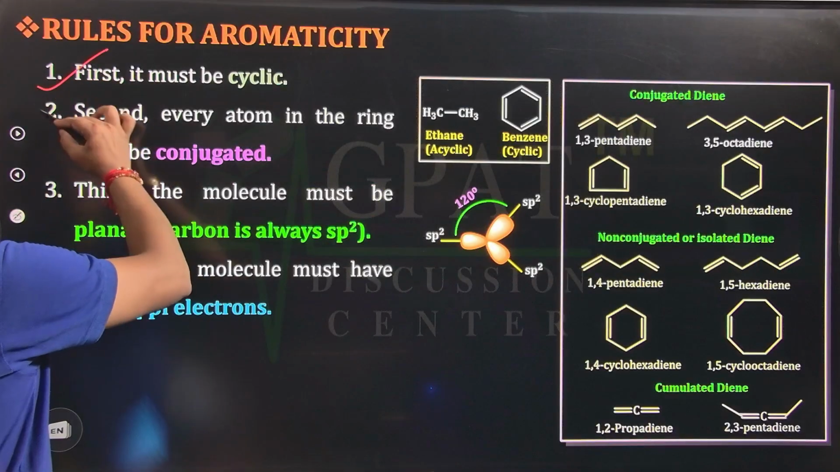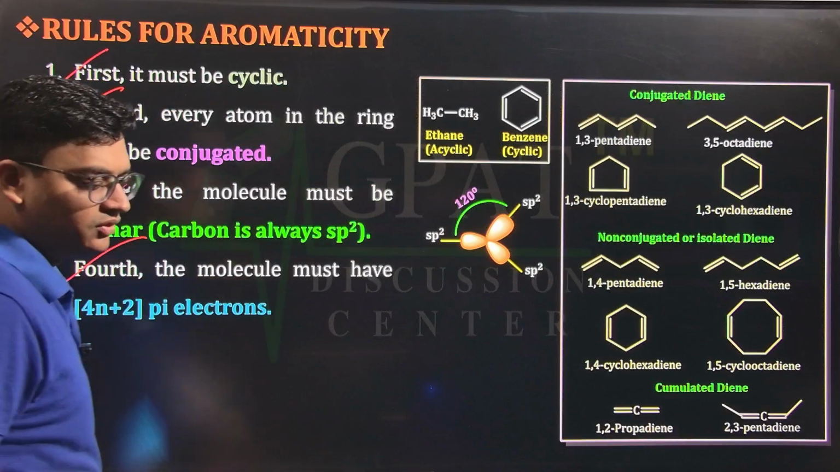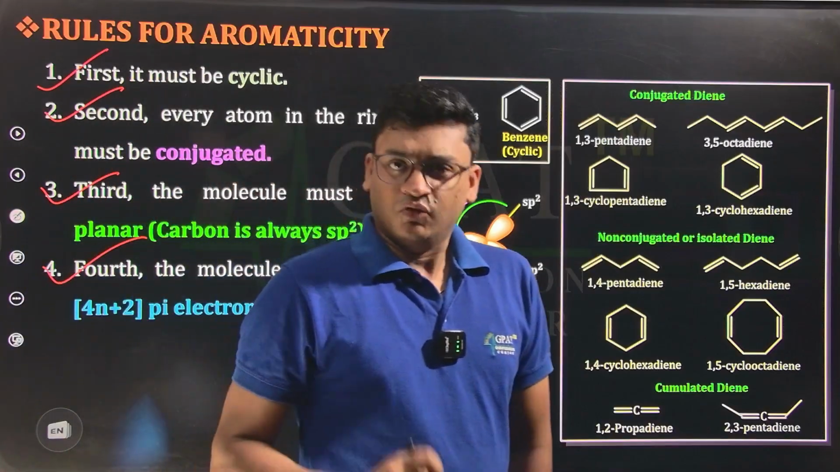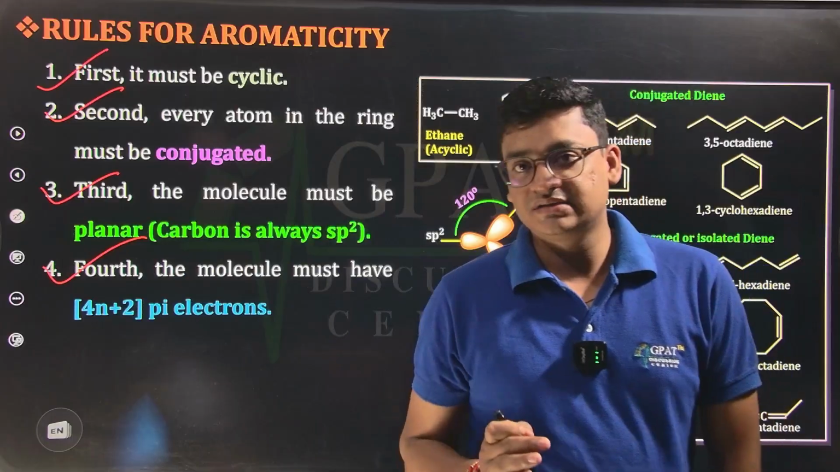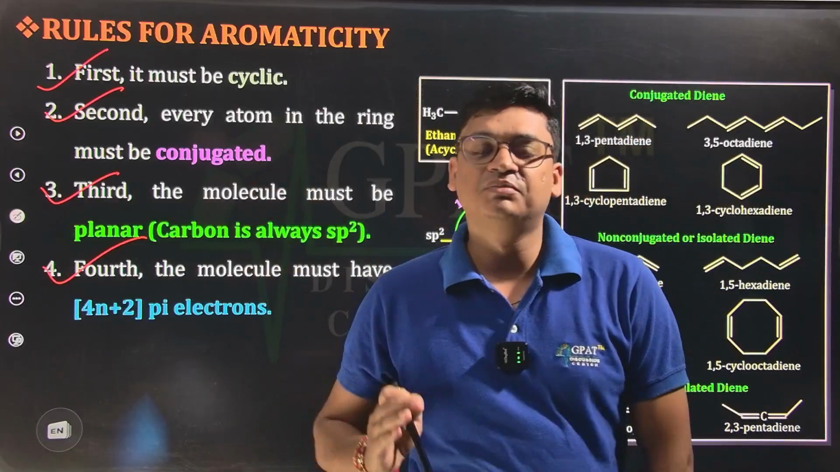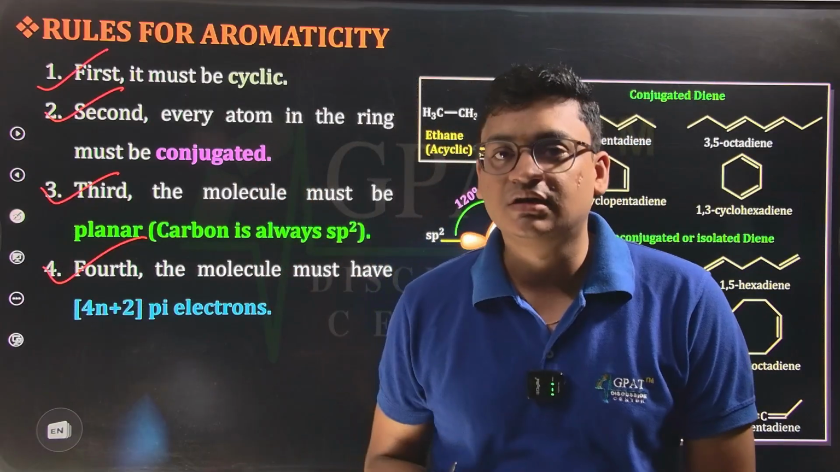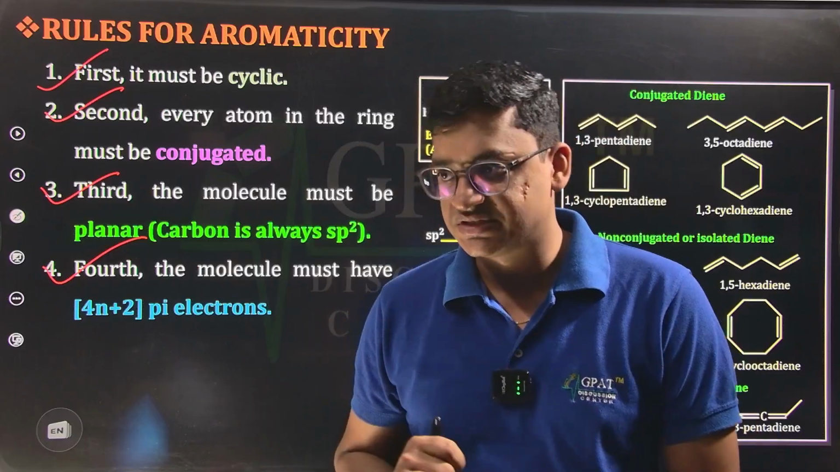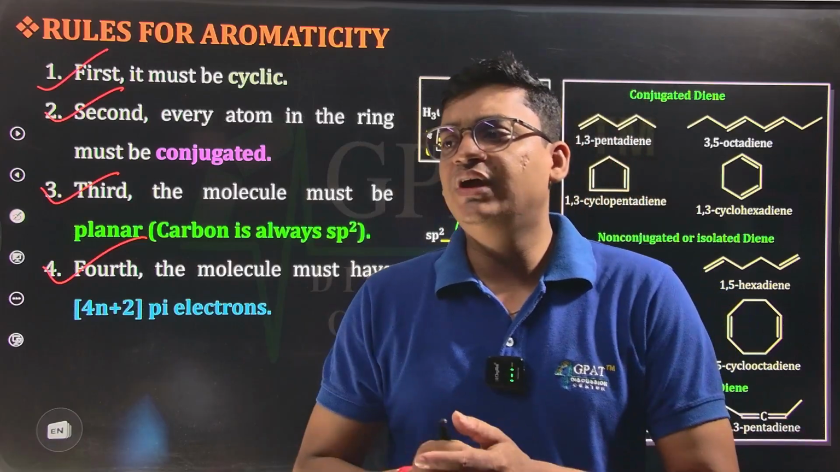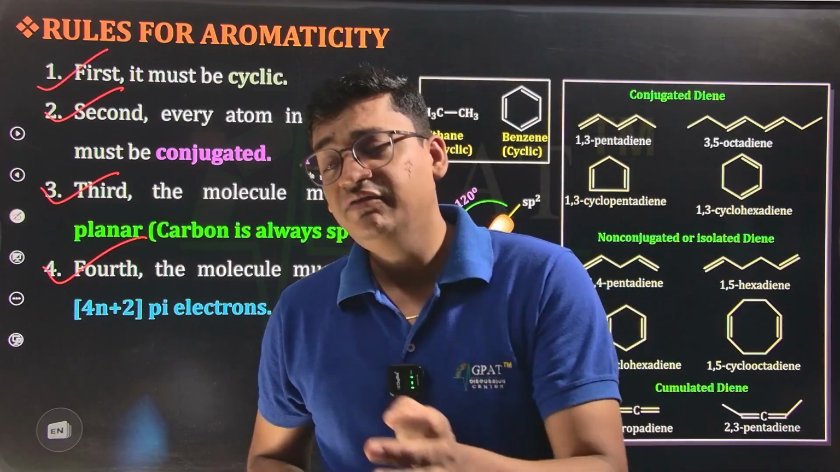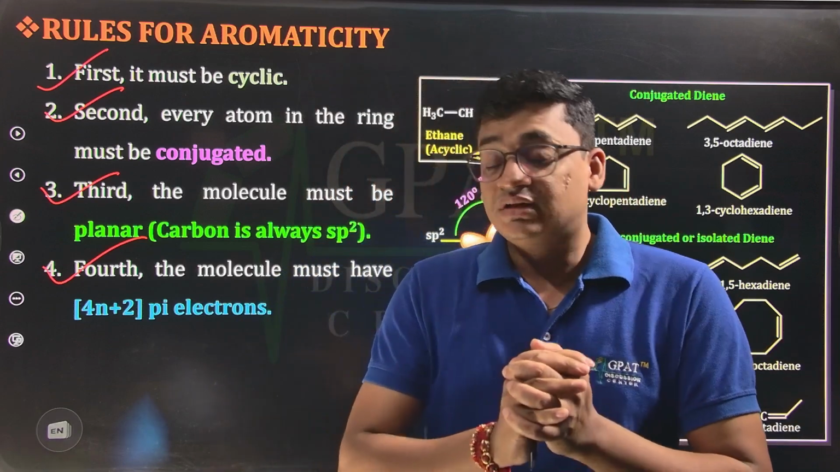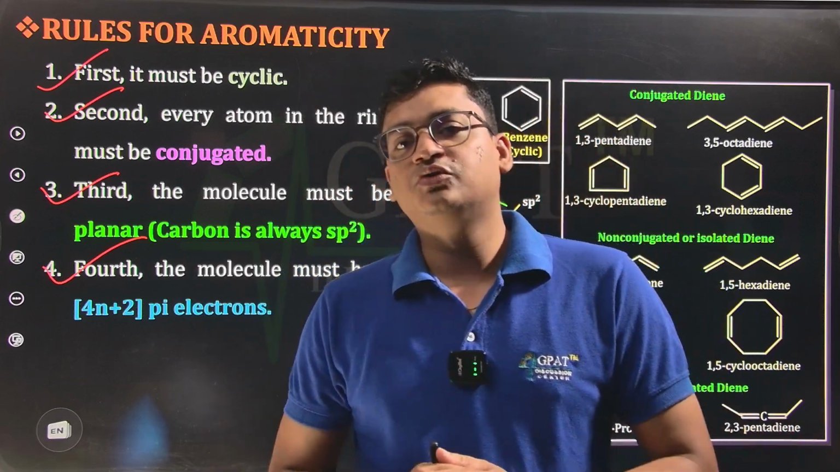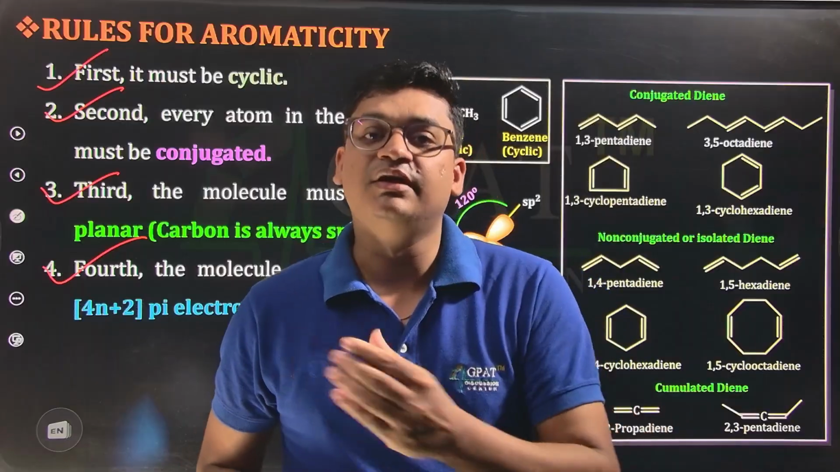So there are only four conditions for a compound. If a compound fulfils these four characteristics, these four conditions, then only can we say yes, this is an aromatic compound. This structure may be an aromatic structure. Why are we discussing this aromatic character? Why do we say this cyclic ring is aromatic? The basic reason behind a compound showing aromaticity is the stability.